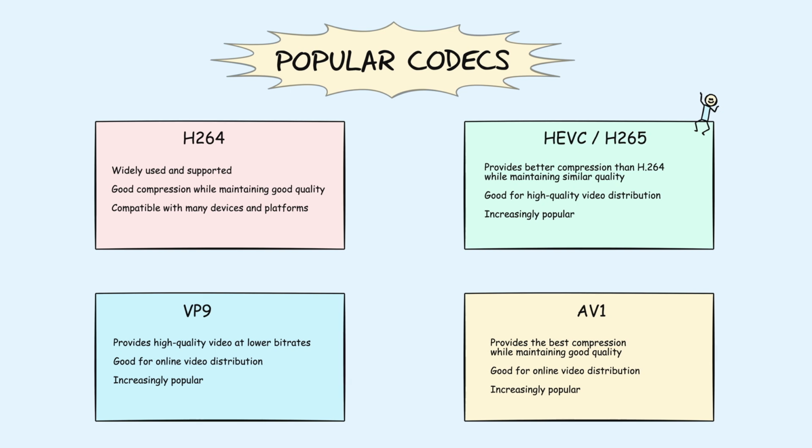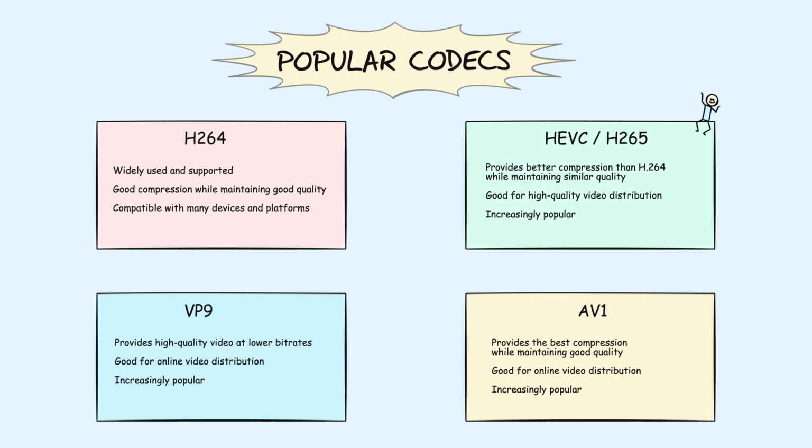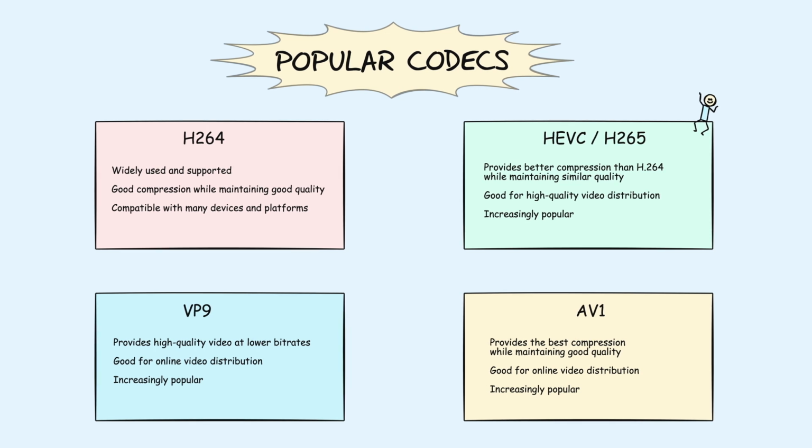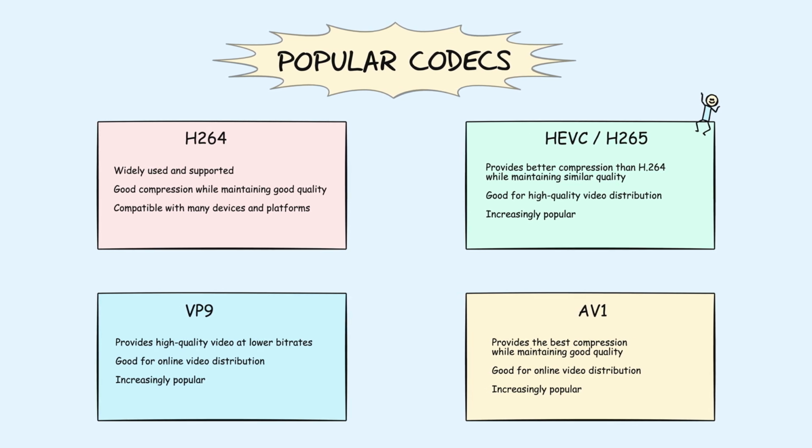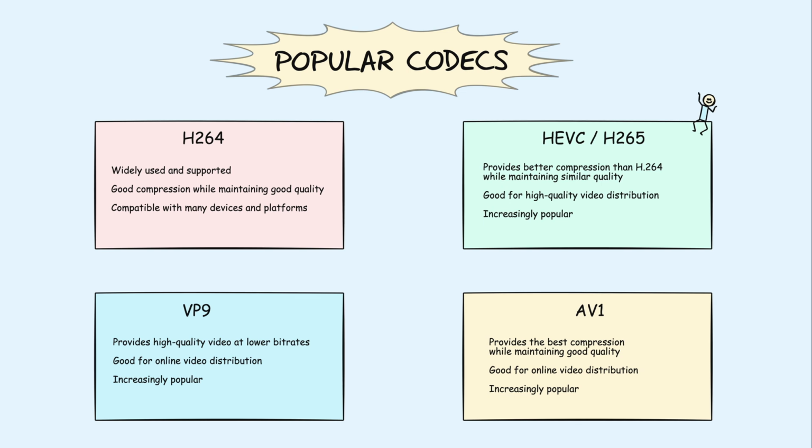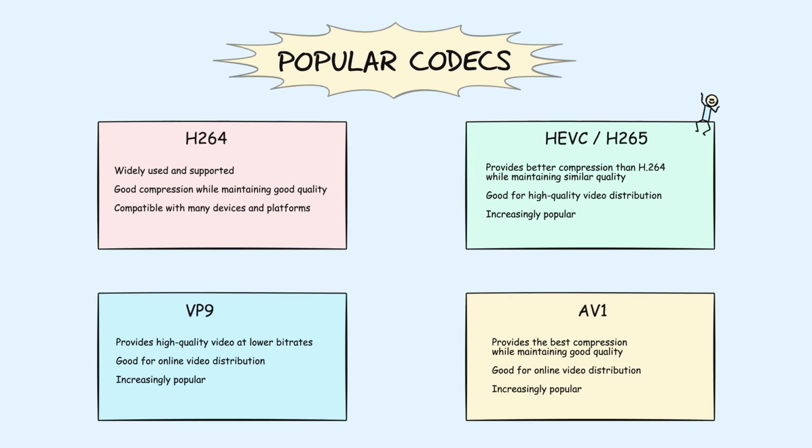VP9 provides high quality video at lower bit rates, and it's good for online video distribution and is also increasingly popular. AV1 provides the best compression while maintaining good quality and is good for online video distribution.